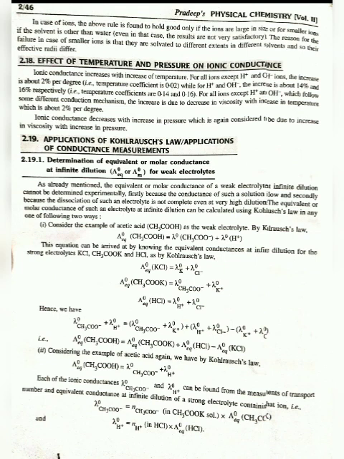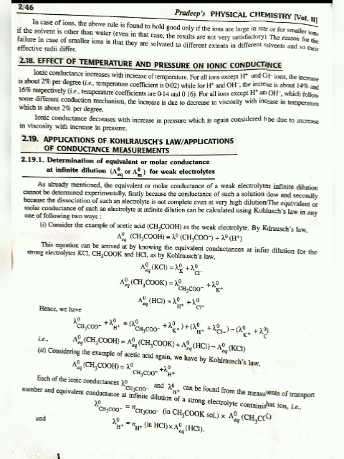First, consider the example of acetic acid, CH3COOH, as the weak electrolyte. By Kohlrausch law, lambda equivalent naught CH3COOH is equal to lambda naught CH3COO negative plus lambda naught H positive. This equation can be arrived at by knowing the equivalent conductance at infinite dilution for the strong electrolytes KCl, CH3COOK and HCl, as by Kohlrausch law.